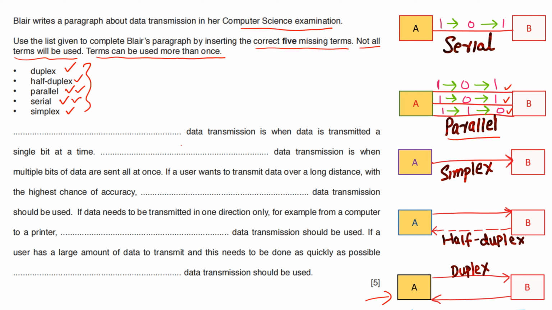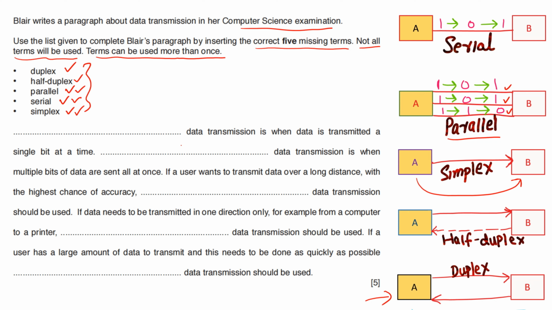Next one is serial. In serial data transmission, we use a single channel or single wire to transmit the data. So the bits can be sent one after the other from A to B. And the last one is simplex. In simplex data transmission, data can be sent from A to B in only one direction. Okay, so A can send data to B, but B cannot send data back to A.